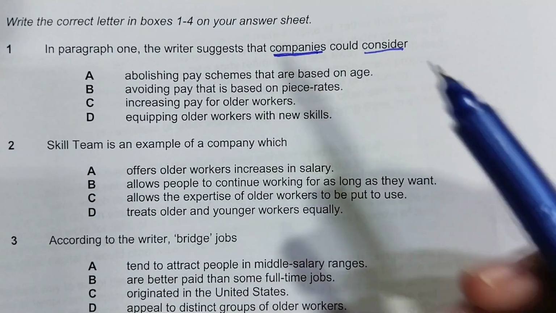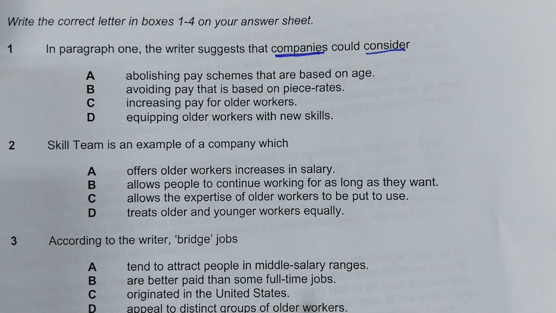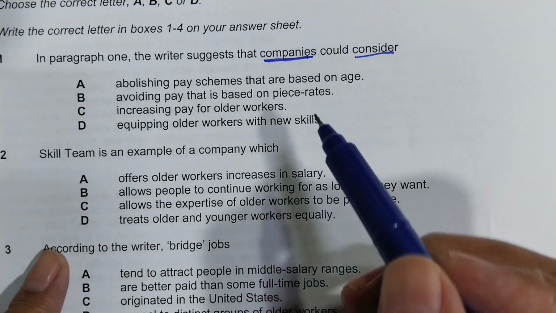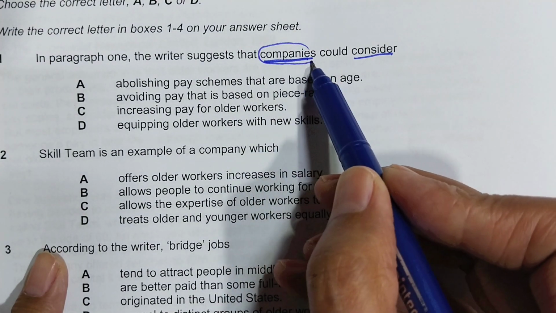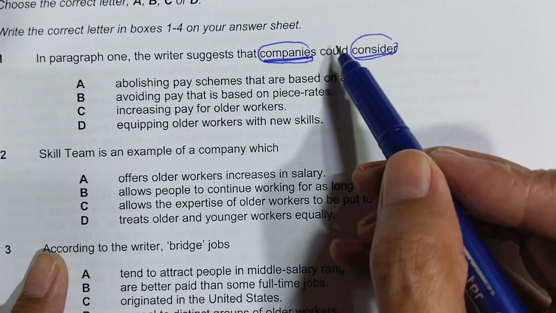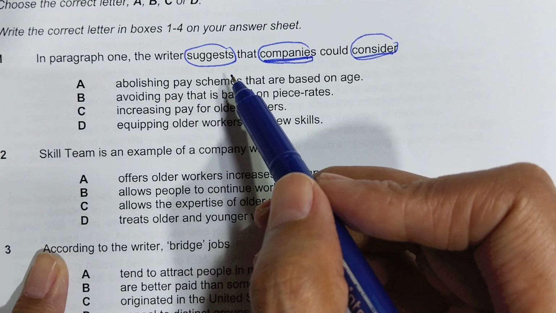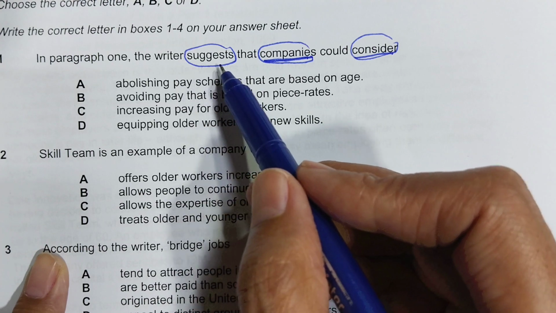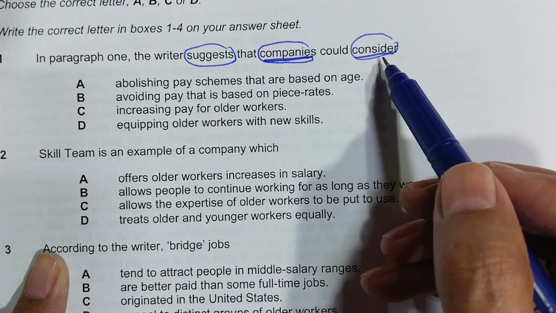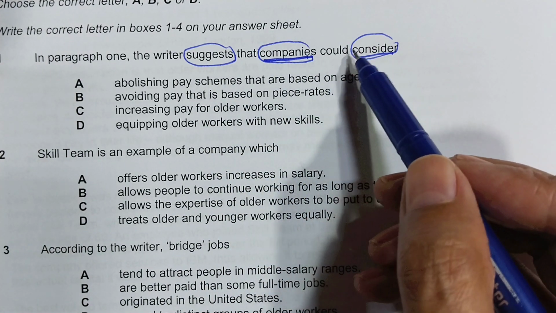Companies could consider. So after underlining these words, first I will go to passage 1. Here we will underline the word companies could consider. Suggest. It means we need to find out the writer's suggestion. Writers suggest that companies could consider. I mean the companies could consider.